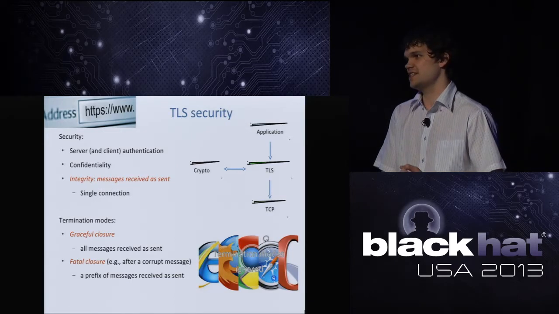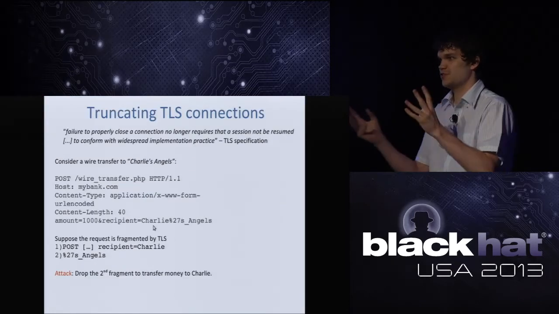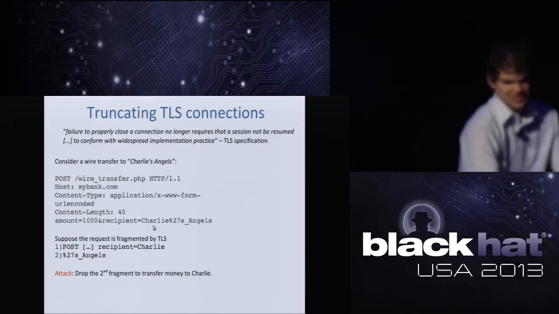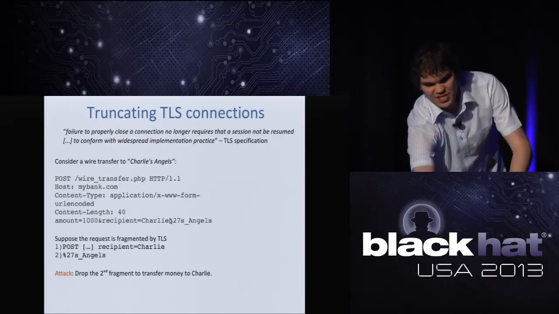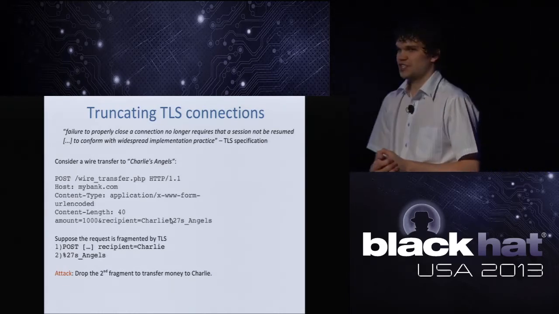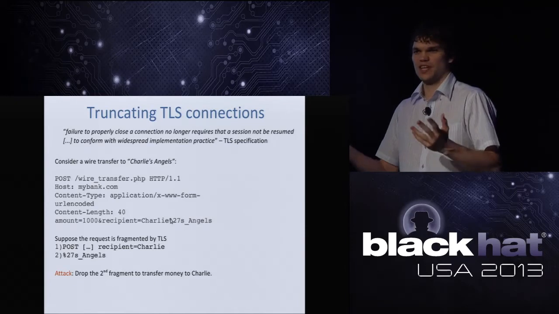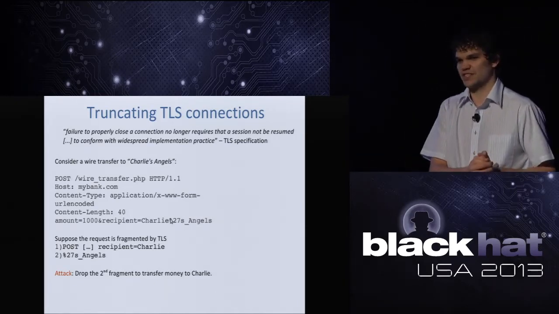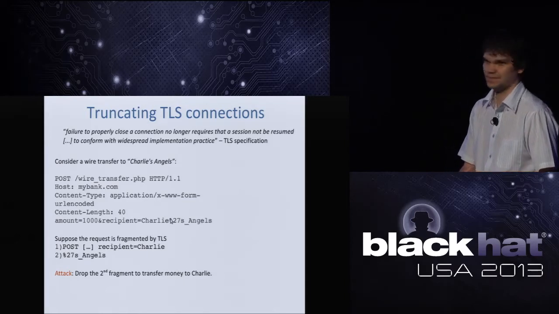So if I was going to fragment that message into two individual fragments, okay? So TLS is fragmenting. And let's suppose it fragments at the apostrophe, so it's going to fragment just about here. Now how can I attack this? Well, I just drop the second fragment. I don't need to know what it is, I just drop the second fragment. And then the money is transferred to Charlie rather than Charlie's angels.